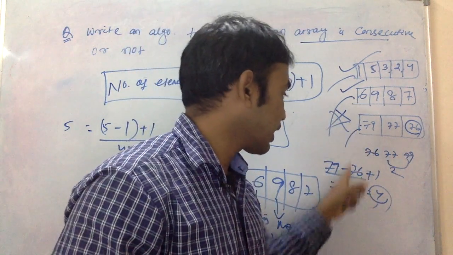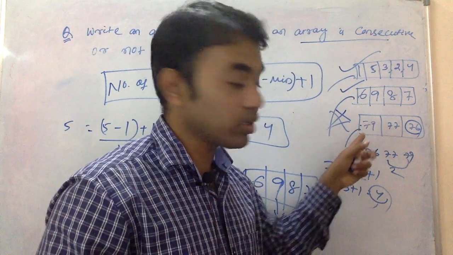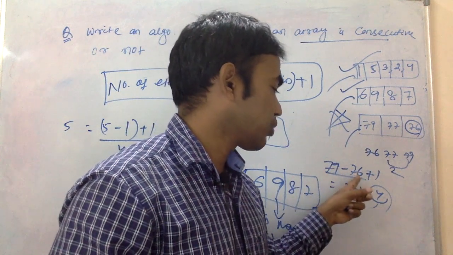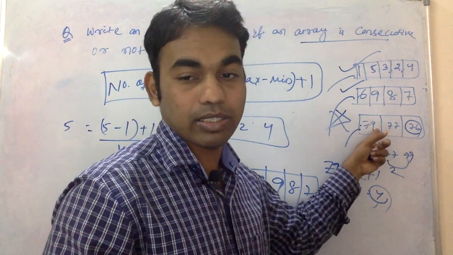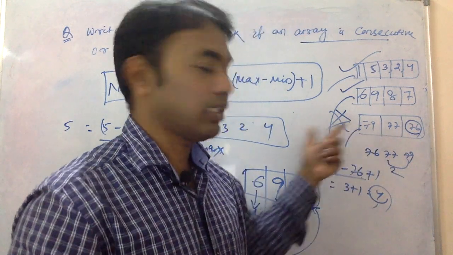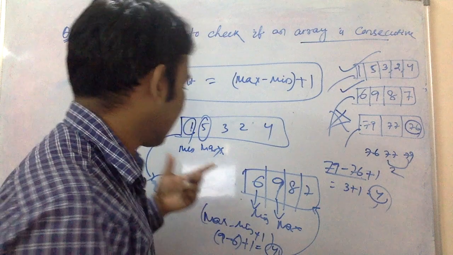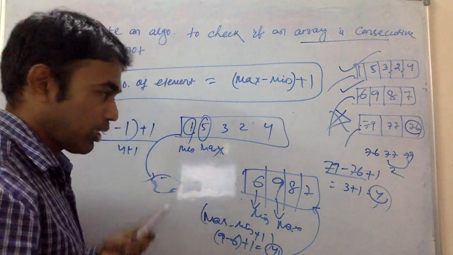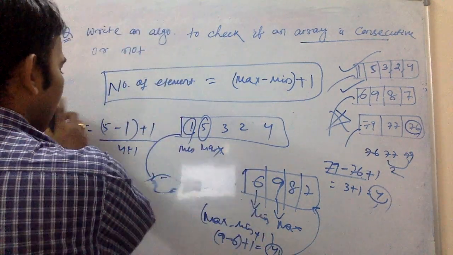If I add another element, you need to add 78, because maximum is 79 and smallest is 76. If you add 78, then it is going to be 4, and then it is going to satisfy. Now, can you convert whatever we have discussed into an algorithm? You just need to write this formula, right?